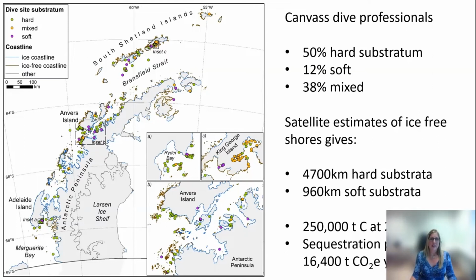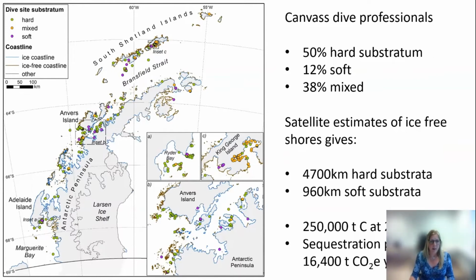Okay, so this is all vital for better understanding carbon storage in polar coastal communities. But as I mentioned, Antarctic Peninsula is a hotspot for climate change, and we wanted to try to estimate carbon storage for coastal communities along the whole of the Antarctic Peninsula. By utilizing experts who dive in the Antarctic along the peninsula regularly, we estimated the proportion of dive sites that were known to have rocky or soft substrata.